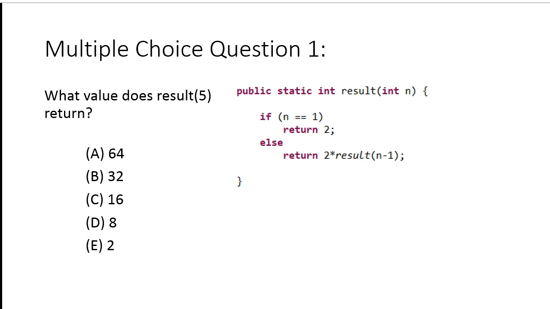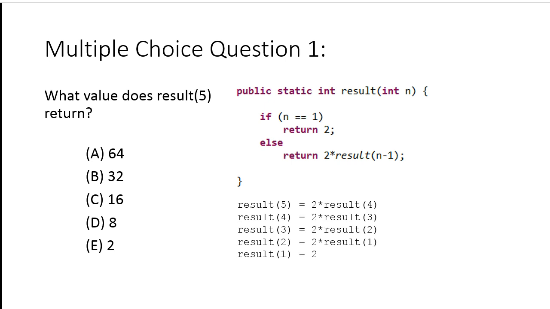The best way to see if we understand recursion is to go through some examples. What value does result 5 return? We have to envision, if n is 5, that we trace this code. A nice way to trace recursive code is to write out something like this. Result 5 is going to call 2 times result 4. So in order to know result 5, I need to know result 4, so it's going to call the method again. Result 4 is going to be 2 times result 3. Again, back into the method. Result 3 is 2 times result 2. Result 2 is 2 times result 1.